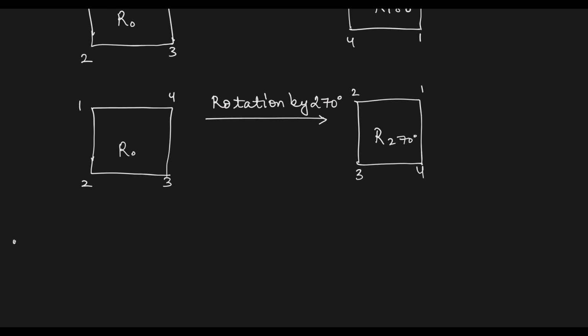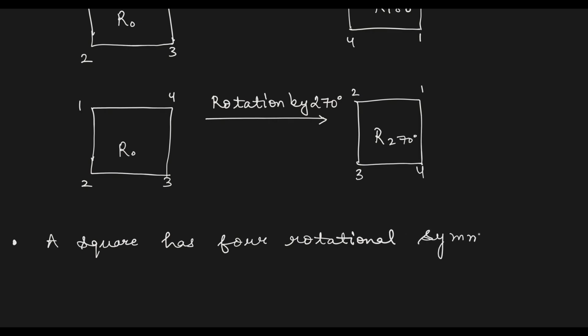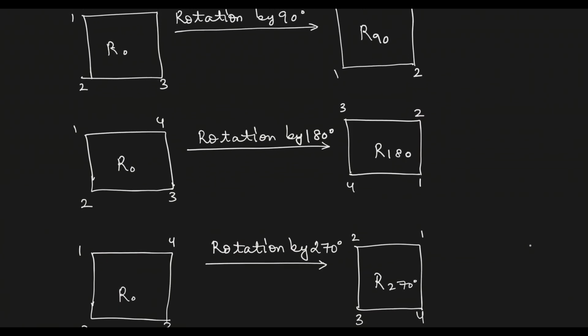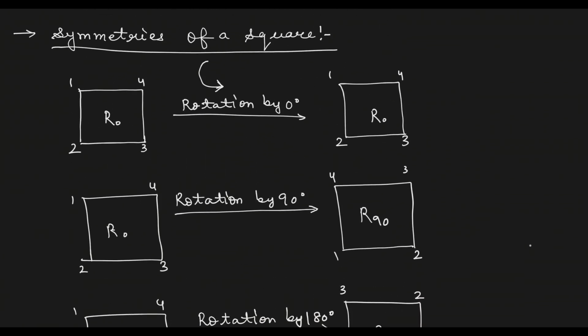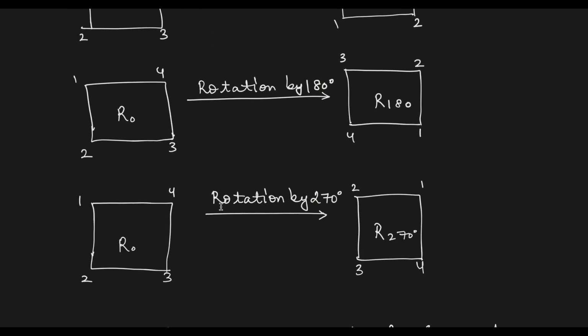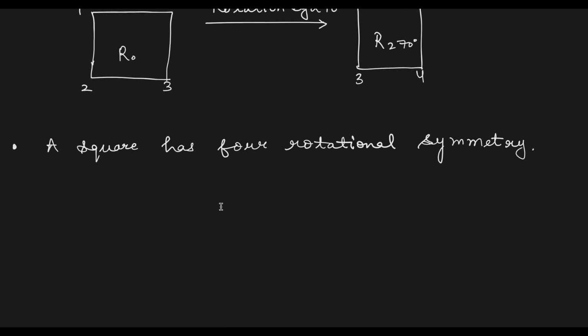So a square has 4 rotational symmetries, because with rotation by 360 we will get the same figure, the original figure. So there are 4 rotational symmetries.